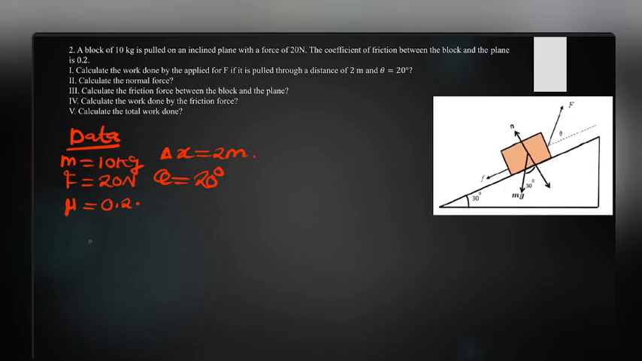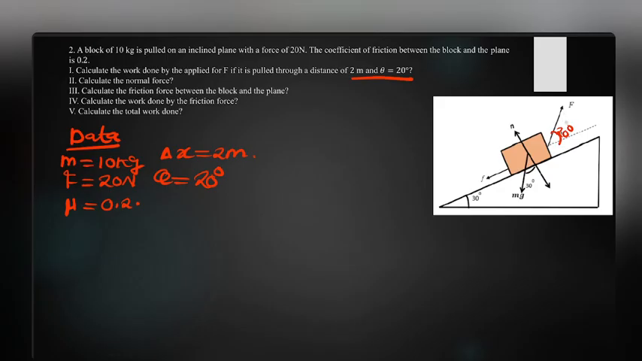So to calculate the work done by the applied force, first we're going to do our free body diagram on this inclined plane. So we have to show all the forces acting on it. We can see the force is being applied at an angle, and they've stated that the force is being applied at an angle of 20 degrees. So the angle here is 20 degrees.